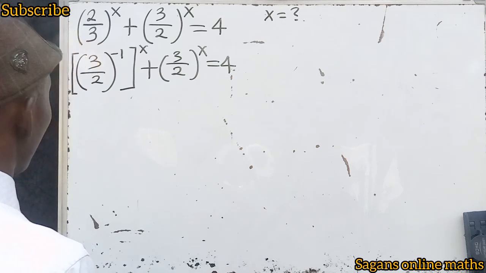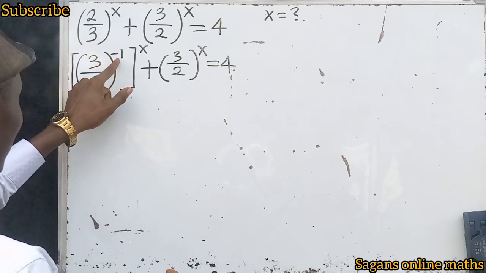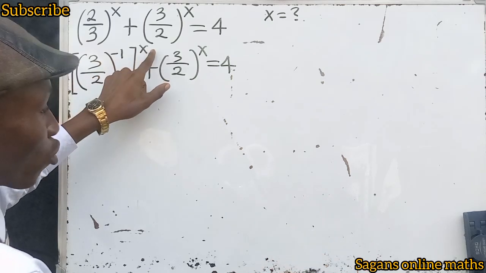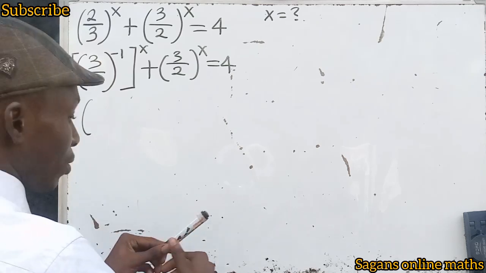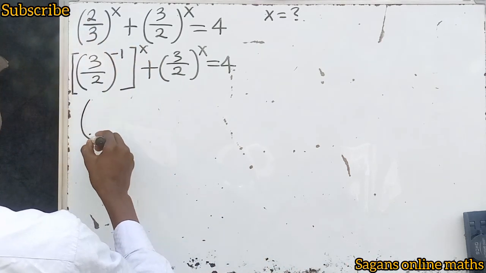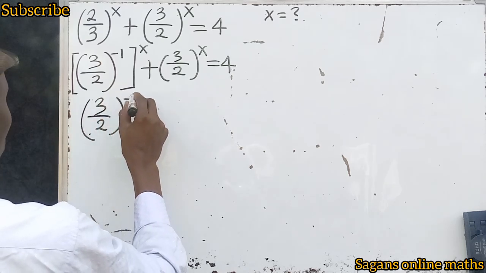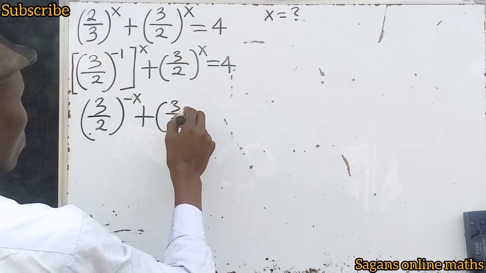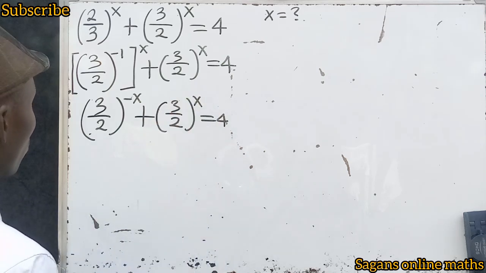Amazing. Now, remember one of the properties of indices: the index inside the parenthesis can multiply the index outside the parenthesis. So this can multiply by this. So minus 1 times x will give us minus x. So what I have is (3/2)^-x plus (3/2)^x equals 4.